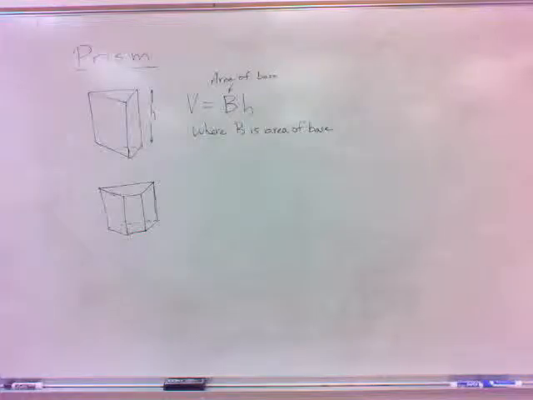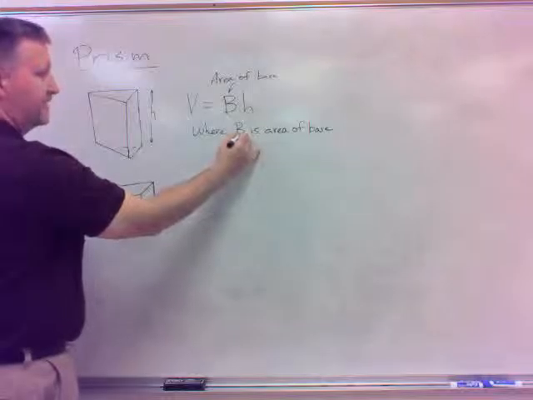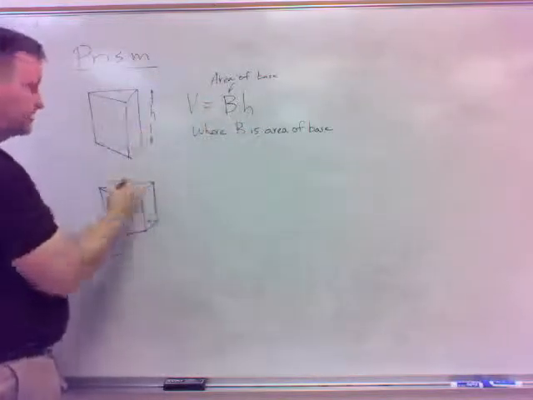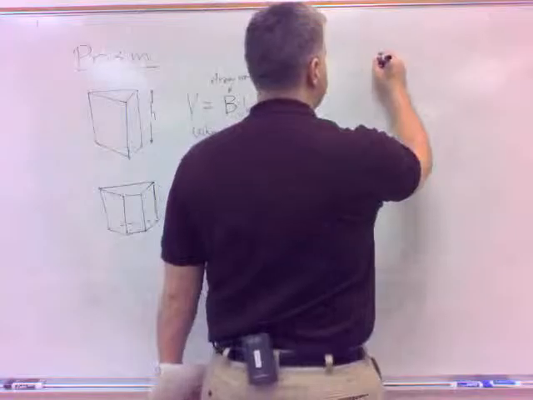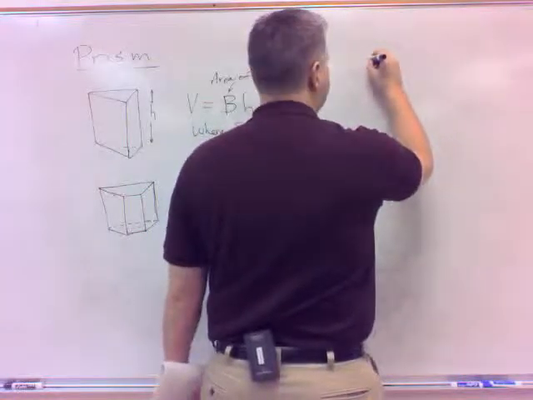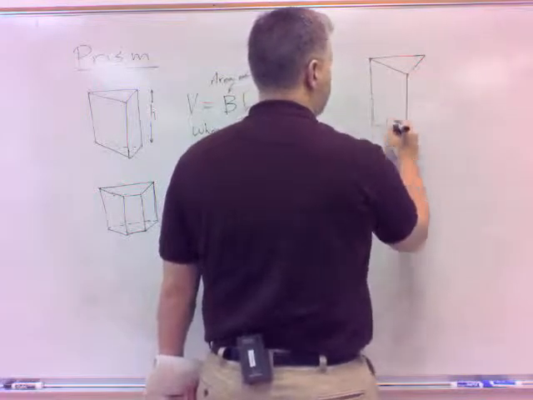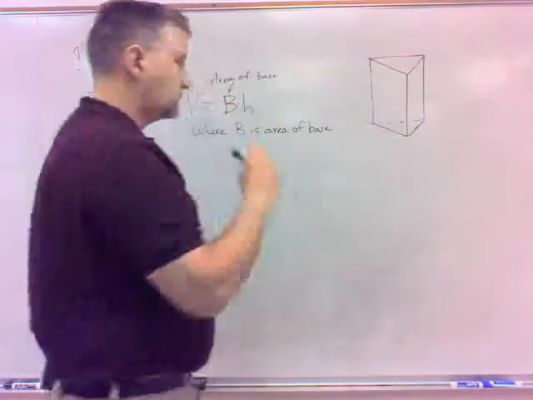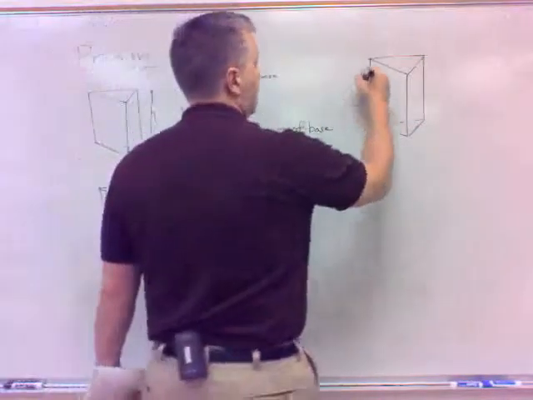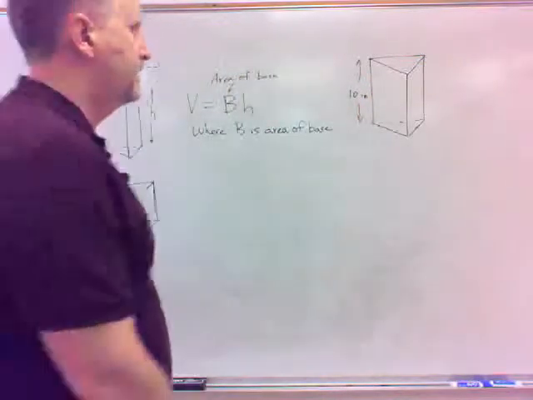Okay? Understanding that big B, the formula for it, how we're going to calculate it, depends on the shape the base top is. For example, let's say I've got a prism like the one over there. And height-wise, let's just say it's 10 inches high. Okay?